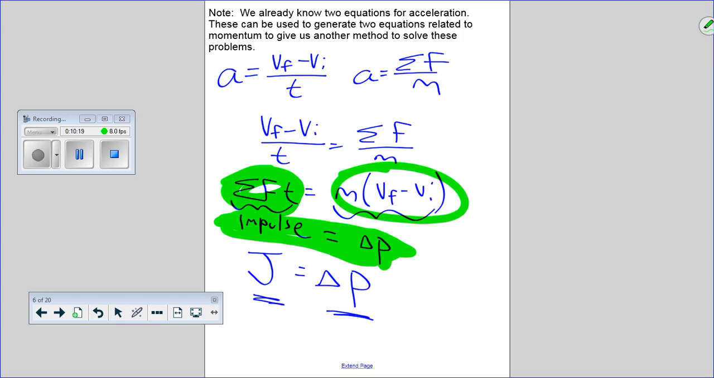So that is that. So we have two ways now to find our impulse: net force times time, or mass times Vf minus Vi, okay?